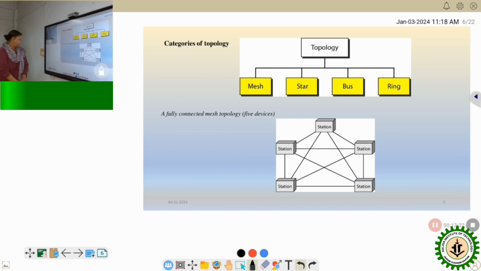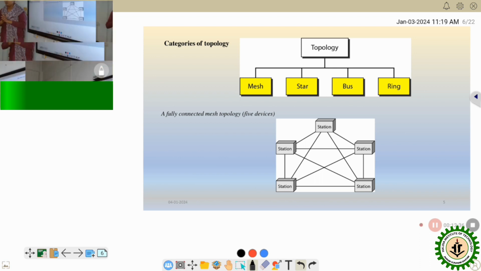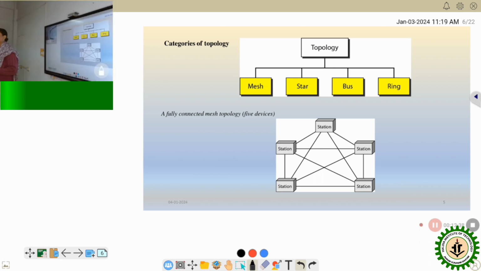Now one term is there, that is the topology. Topology is nothing but the term, that is geometrical connection between the station and nodes. Okay, the geometrical structure. How the nodes are connected, how they look like in our system, it is known as topology. So there are also some classifications or categories of topology.